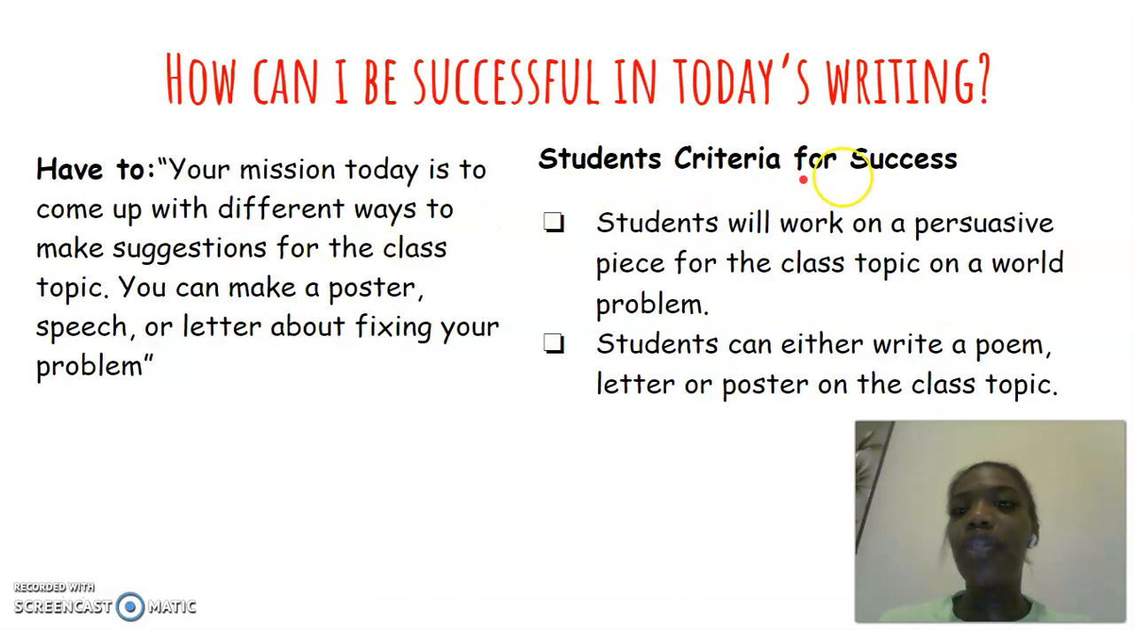And here are the students' criteria for success. Students will work on a persuasive piece for the class topic on a world problem. Okay. Students can either write a poem, letter, or poster on the class topic. I am super excited. I'm actually going to write a piece that I'm going to share with you tomorrow about my recycling problem and solution method, and I cannot wait to read yours.